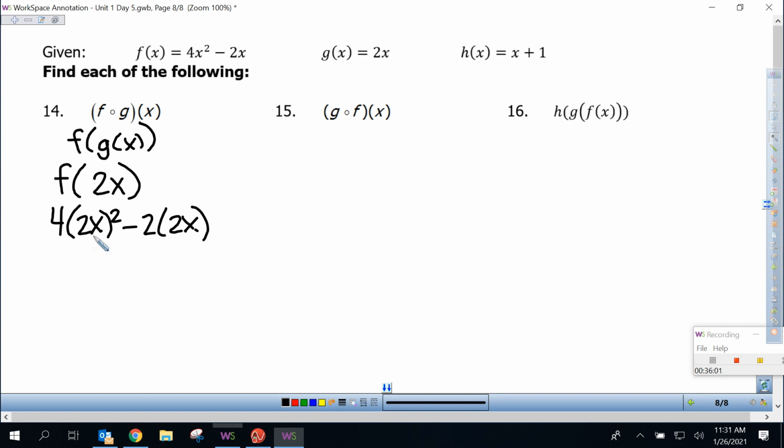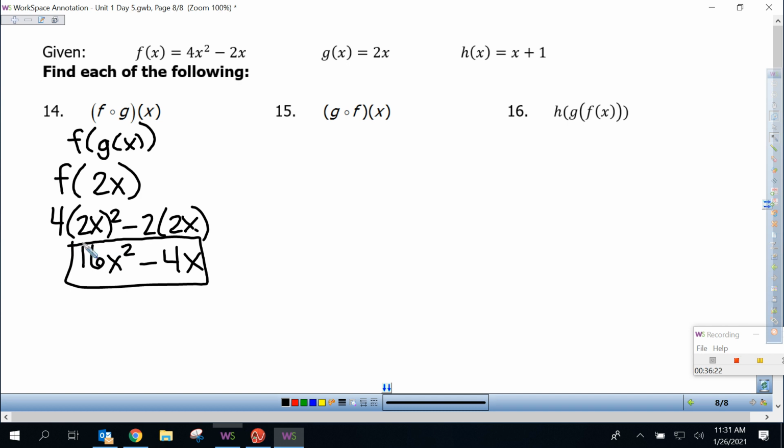Simplify that. What's 2x when you square it? 4x squared, and 4 times 4x squared? 16x squared. Minus, and 2 times 2x would be 4x. Don't factor that, because then it's not simplified as well.